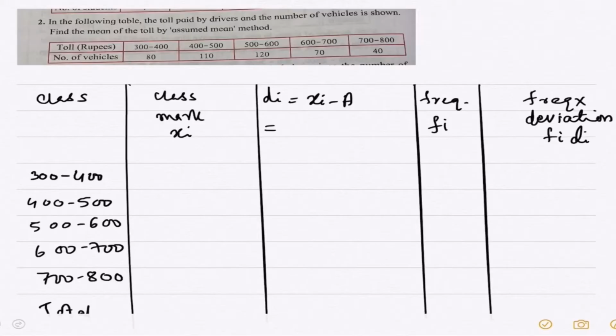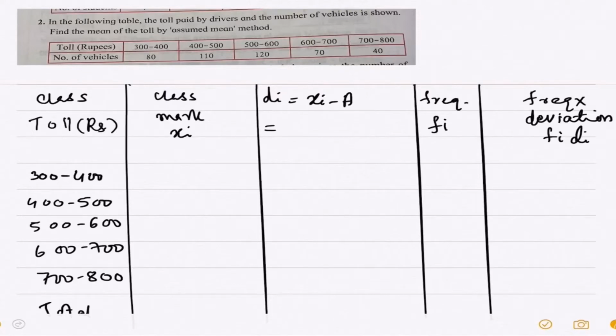Question 2. In the following table, the toll paid by drivers and the number of vehicles is shown. Find the mean of the toll by the assumed mean method. In the first column, we are given toll in rupees. In the second column, we are given the number of vehicles. Toll in rupees is the class.